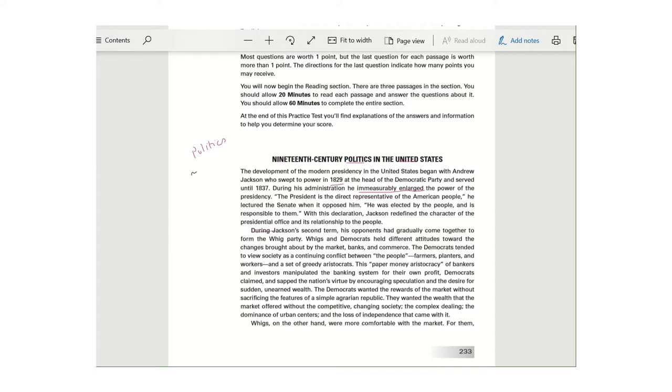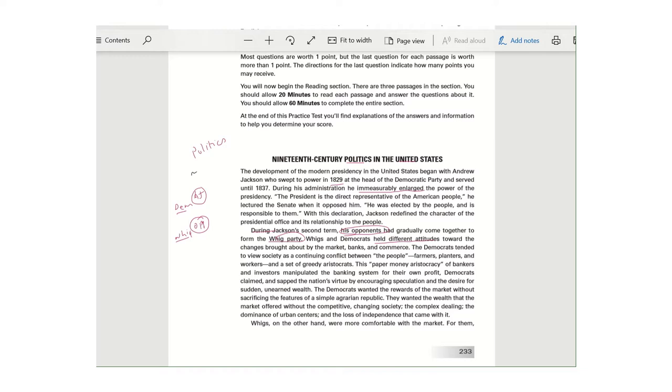During Jackson's term, his opponents, so there is another entity, had gradually come together to form the Whigs party. So there are two parties, as we can see: the Democratic Party and the Whigs party. Andrew Jackson belonged to one party and these are the opponents. So I'll write like this: Andrew Jackson is here, opponents are here, they form the Whigs party, and this guy formed the Democratic Party. They held different attitudes, like different ideologies, so different political parties have different attitudes.